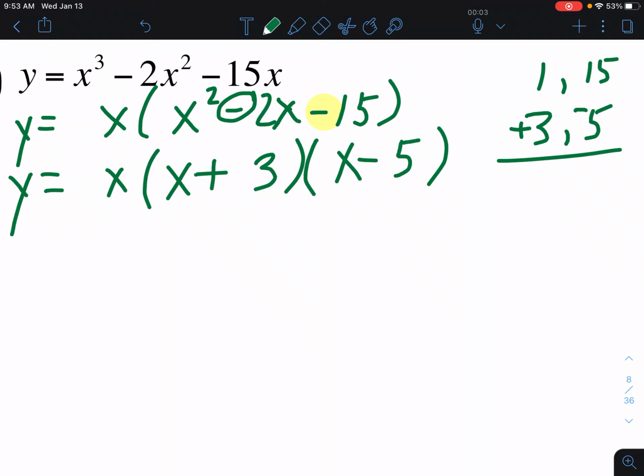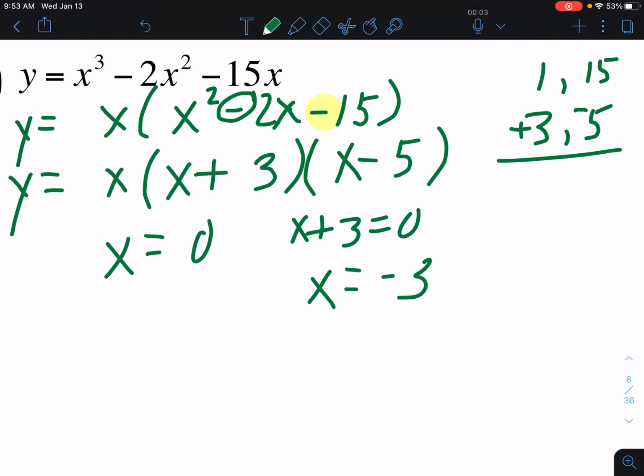And now everything's factored, so I can go to getting my answers. I'm going to have 3 of them again. x equals 0. Set x plus 3 equals 0. Subtract 3. And x minus 5 equals 0. Add 5. There's your 3 zeros, also known as roots.